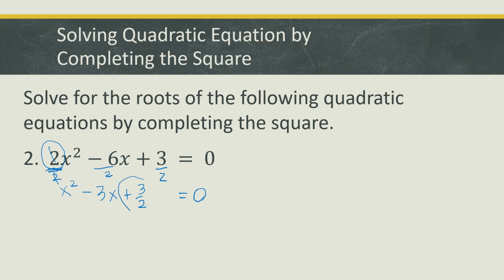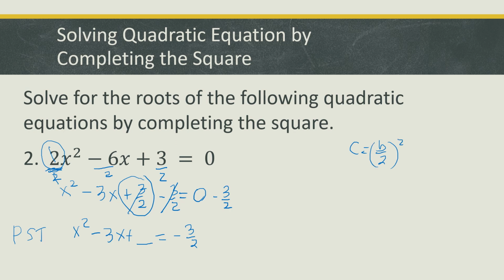Eliminate first the constant term by subtracting both sides by 3 halves. So this one will be now cancelled out. So we have now x squared minus 3x is equal to negative 3 halves. So again, we need to make it a perfect square trinomial by adding letter C. And what will be our letter C? Using the formula of b divided by 2 squared.